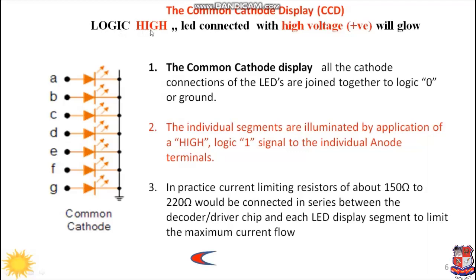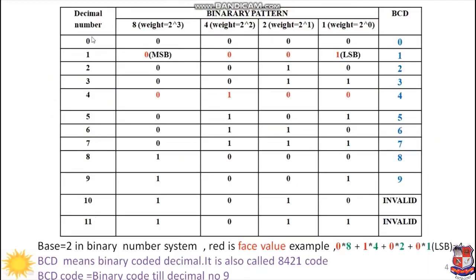You can see the decimal numbers from 0 to 11, and then the BCD code and binary pattern. BCD code means binary coded decimal. It is also known as 8421 code. This BCD is 8421 code, and this is equivalent to the binary pattern till the number 9. After 9, BCD is 4 bits per digit. So for a single digit up to 9, we have 4 bits.